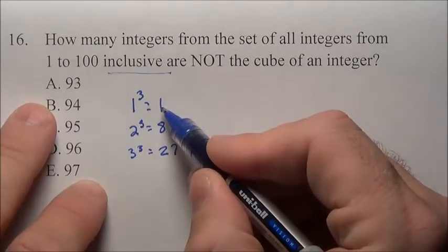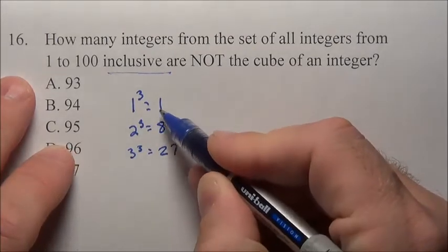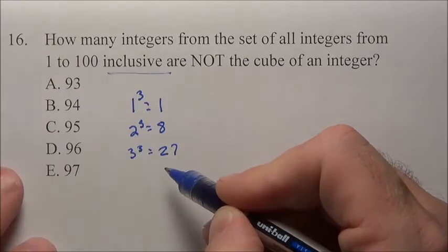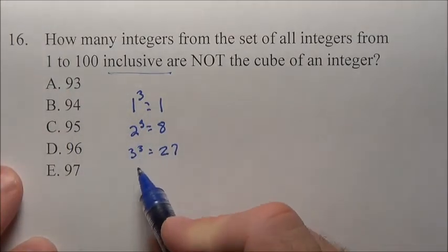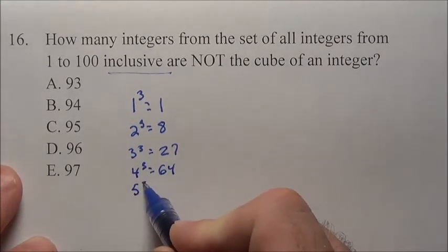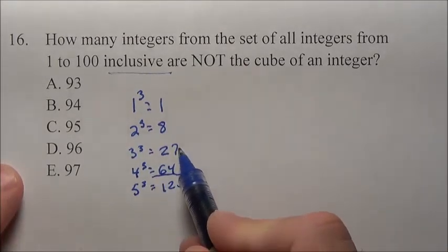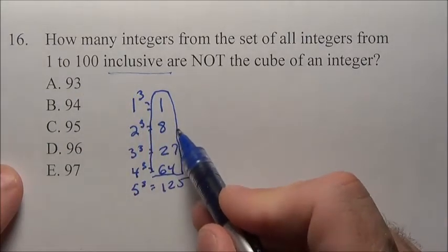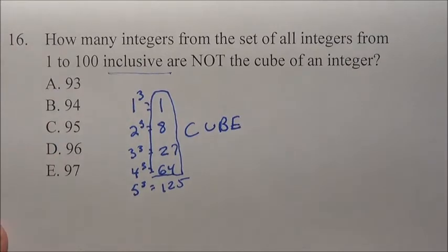So what it's doing is saying, hey, from 1 to 100, including 100, how many of these guys are cubes? We're going to count up how many of these guys we have and then subtract it from 100. And that'll tell us how many are not cubes. So we do 3, we do 4. That's going to be 64. 5 cubed, well, that's 125. That's past it. So we can see there's only 4 numbers from 1 to 100 that are cubes. These guys are all cubes of an integer.